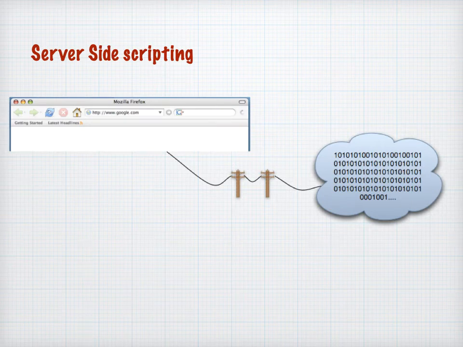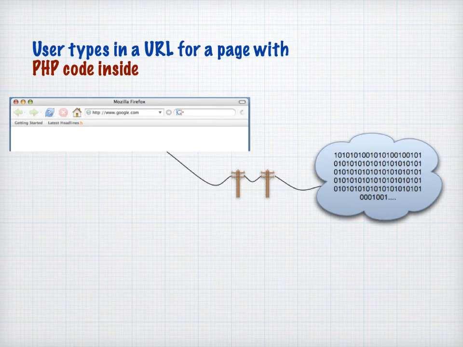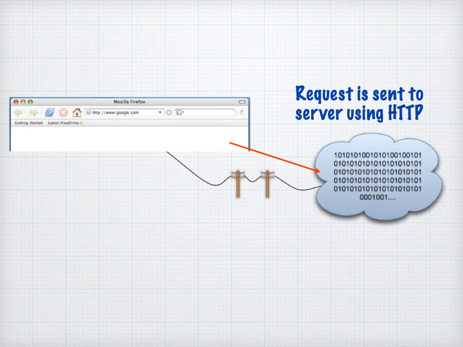Now, with server-side scripting, things are a little bit more complicated. Let's imagine that you request a page, and the page you're actually going to request has got PHP code inside it. Again, it starts off in the same way. You type in the name of a page, google.com, or let's imagine it's amazon.co.uk. The page request goes off to the web server.